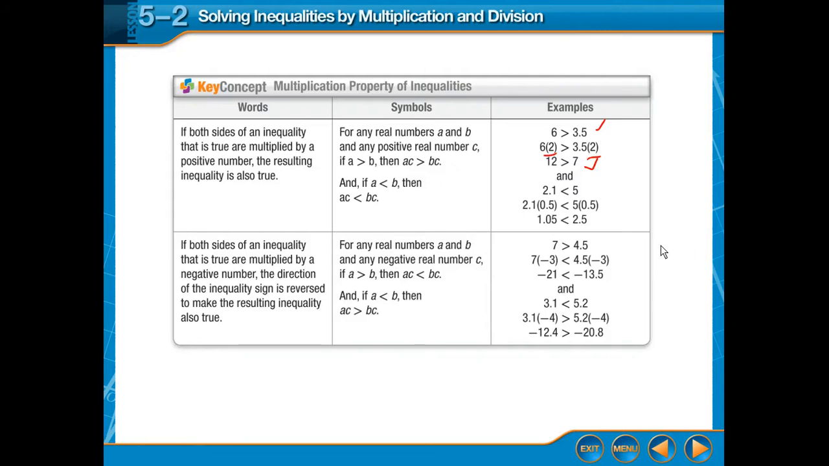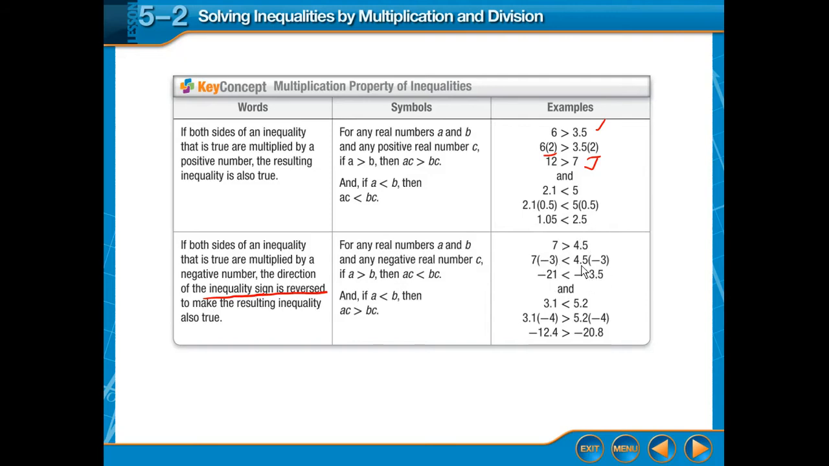And if both sides of an inequality that is true are multiplied by a negative number, the direction of the inequality sign is reversed to make the resulting inequality also true. So the inequality sign has to be reversed if you're multiplying both sides by a negative number. So if I have 7 and 4.5 and multiply both by negative 3, I get negative 21 and negative 13.5.